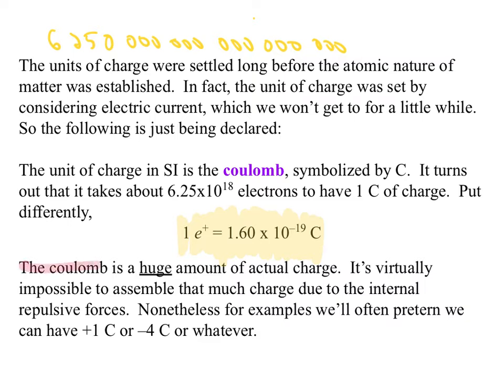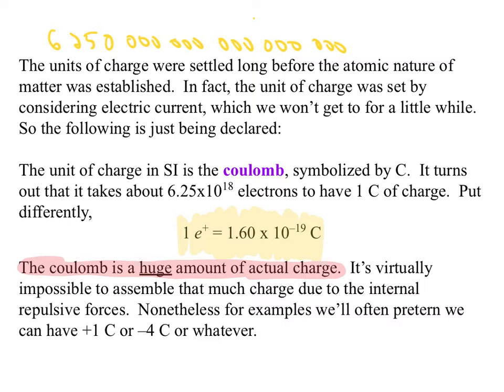The coulomb is a huge amount of charge. It's crazy large. It's virtually impossible to assemble that much charge on any kind of human scale object, just because that amount of charge would push away from each other. The object needs to be huge to reduce that repulsion to manageable levels.